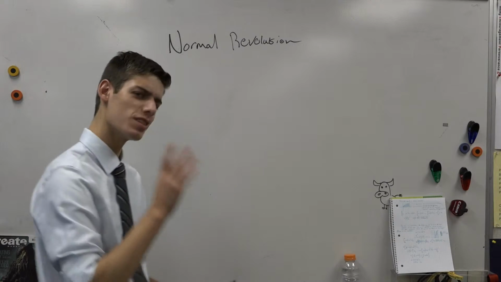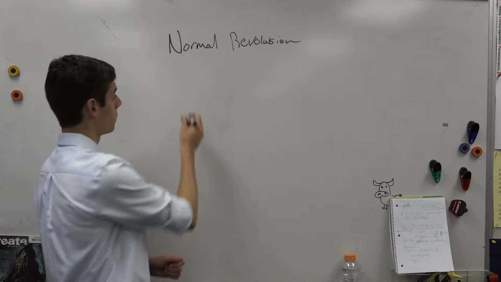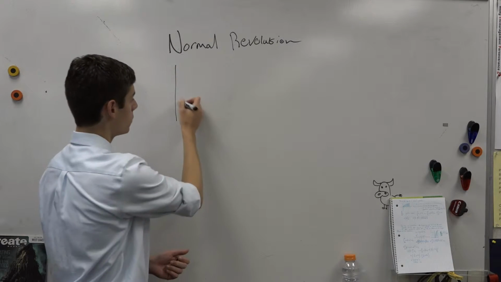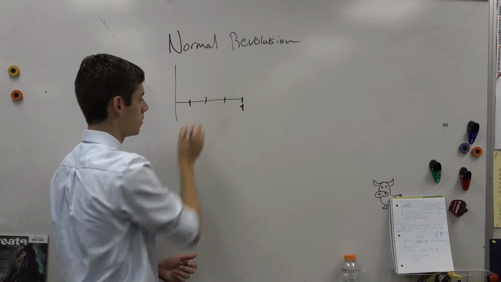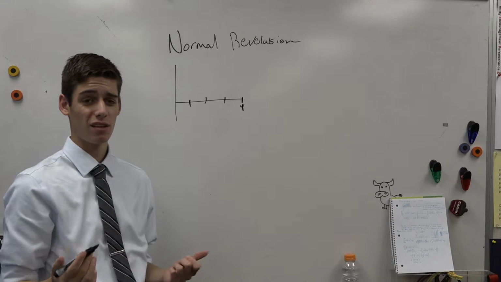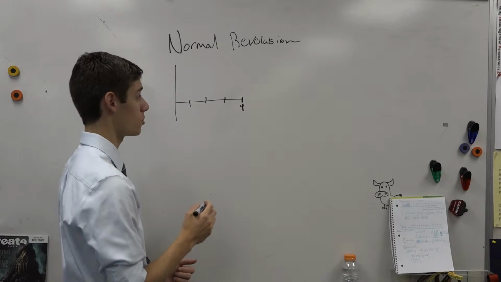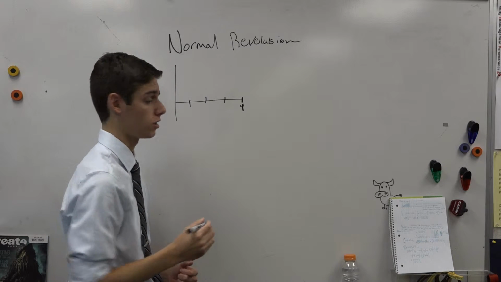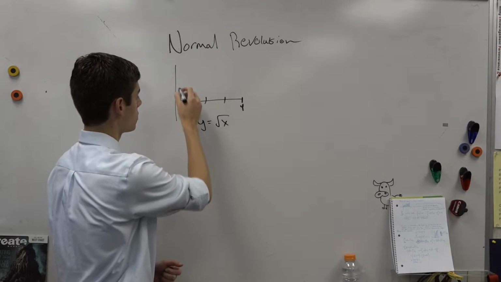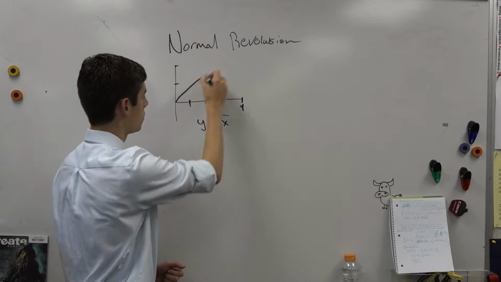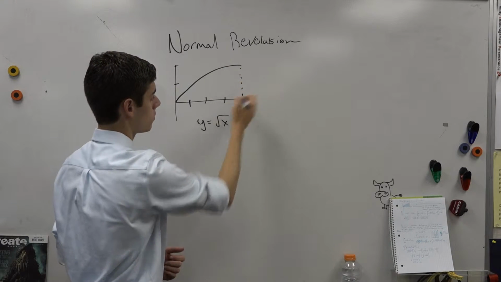Alright, so this is the case of a normal revolution. Now, revolutions normally last from 0 to about 4 months. And while we're having this revolution, there's always going to be an increase in population, which will be represented by the equation y equals the square root of x, which will look something like this. And since it's 4 months, we're going to cut off at 4 months.